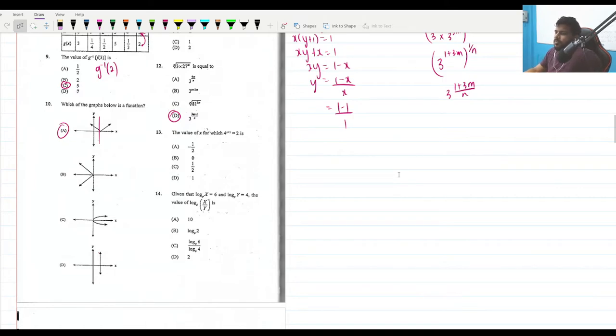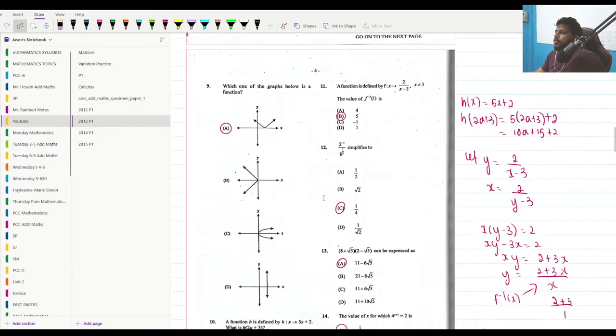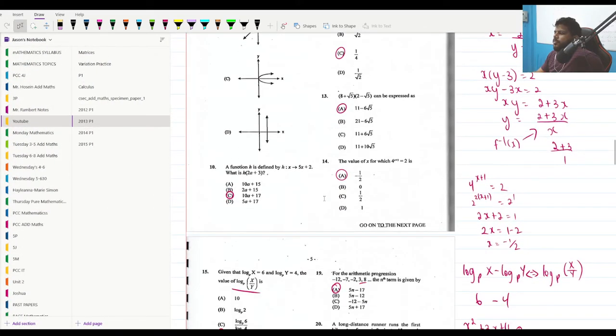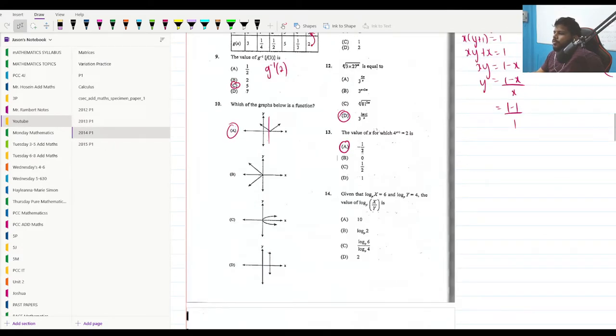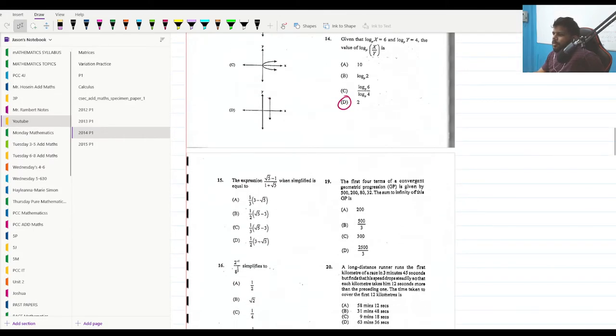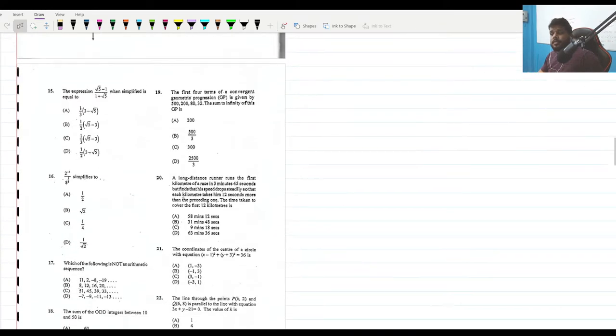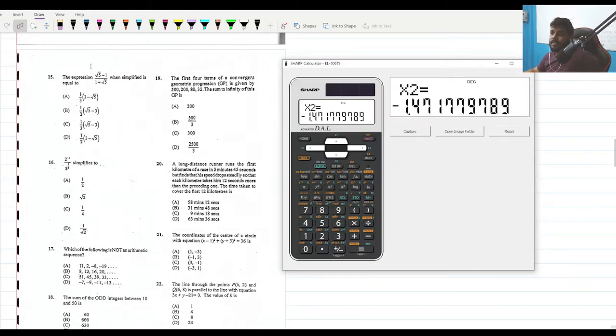The value of x for which that is equal to 2. If I remember correctly, this was negative a half. If I go back, the value of x for which 4 to the power x plus 1 is equal to 2 is negative a half. Again, this is another repeat question. It's the same procedure I will do for this one. I'll actually calculate what the value of that is.